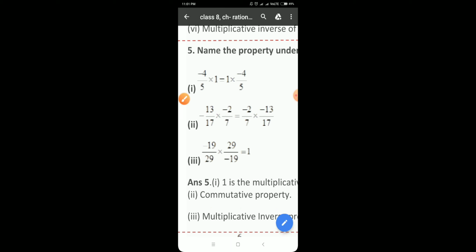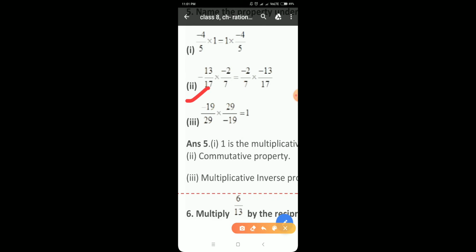Now the third part: minus 19 upon 29 and 29 upon minus 19 is equal to 1. You can see that this is the multiplicative inverse of this number. So what property is used? The multiplicative inverse property. So this is all about question number 5. Questions number 6 to 10 we will discuss in another video. Thank you.